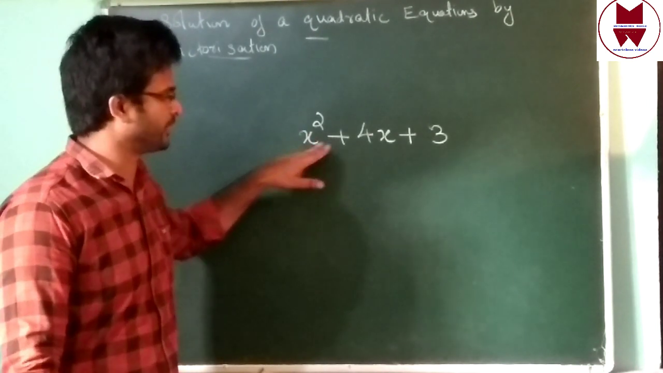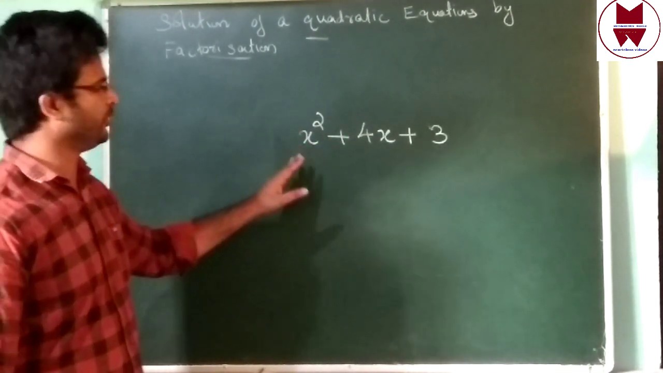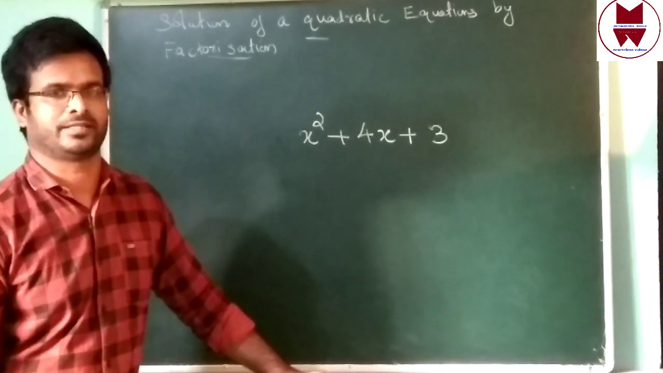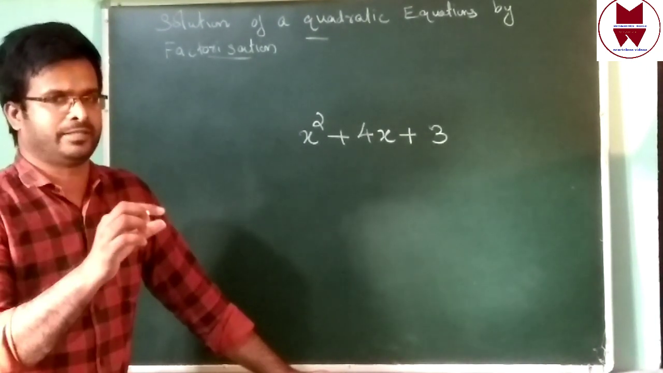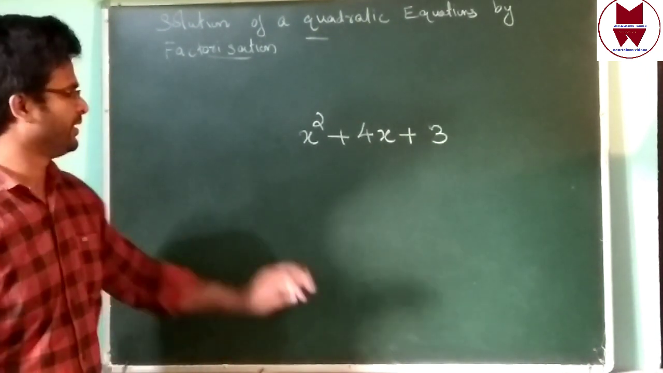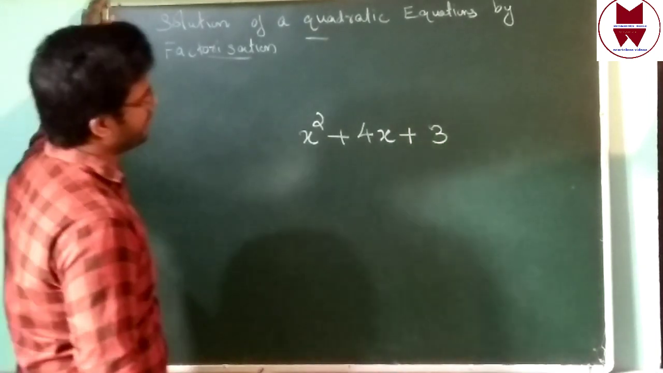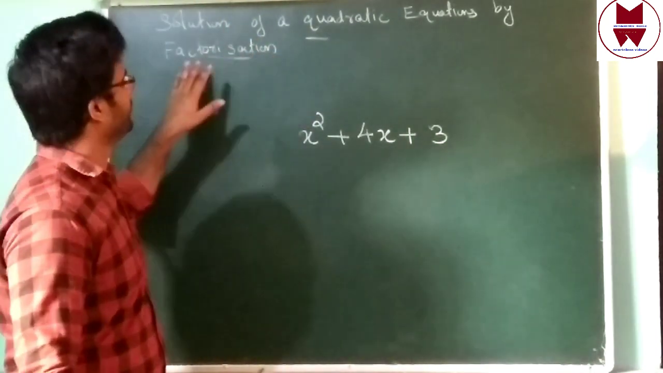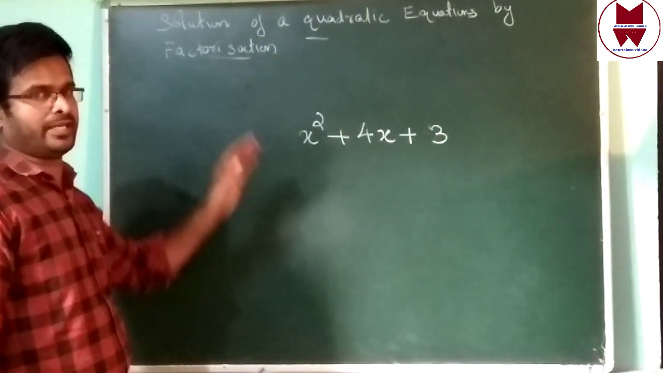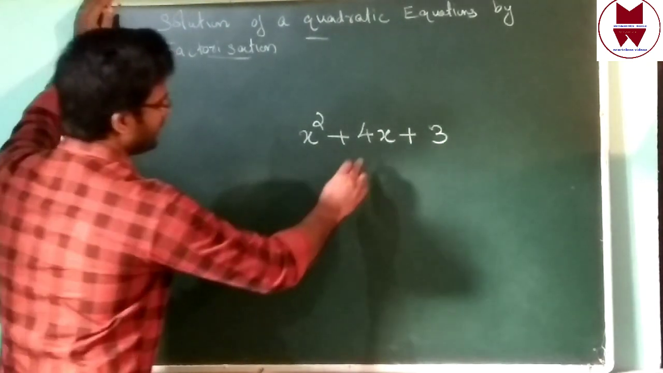When you solve a quadratic equation, you will get two different answers. Sometimes you will get a unique solution, that means two equal solutions. First we will study using factorization. We can use three different methods.